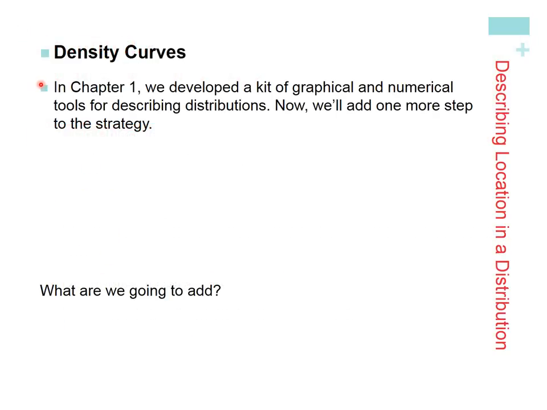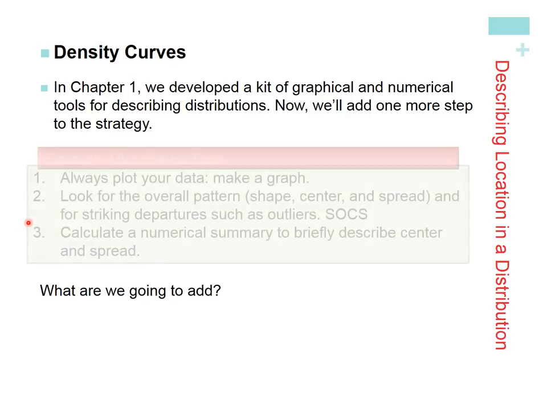In Chapter 1, we developed a kit of graphical and numerical tools for describing distributions. So that was graphing our distributions, and then we took a look at SOCS, and we explained the center, the spread, the outliers, and the shape using both a numerical analysis and in context of our problem. Now we're going to add one more step to this strategy. The question is, what are we going to add?